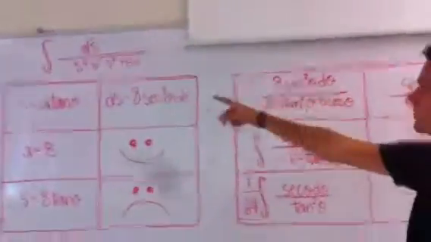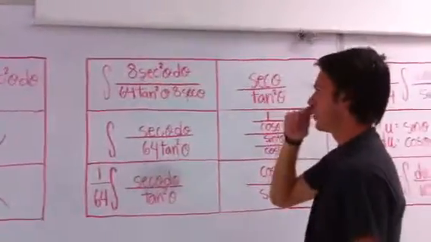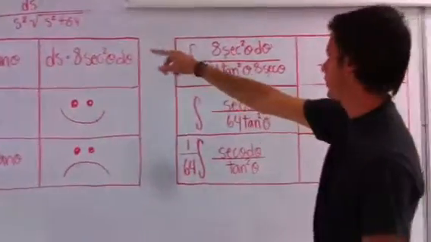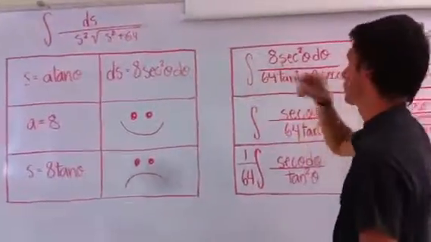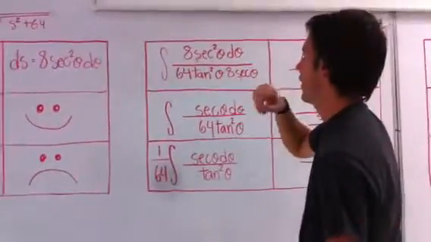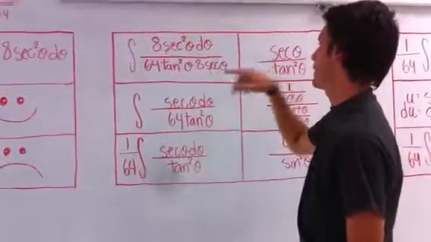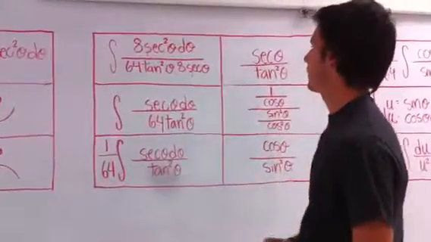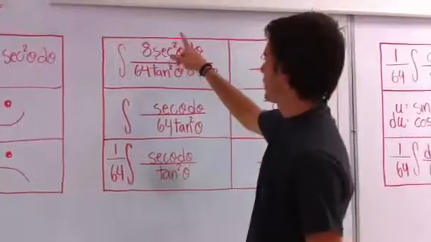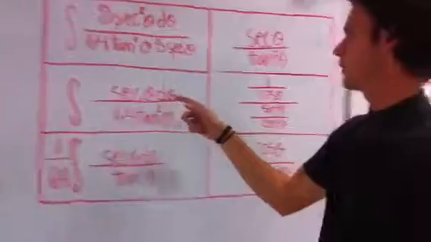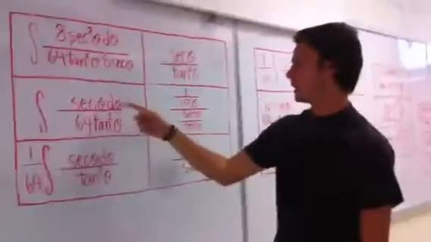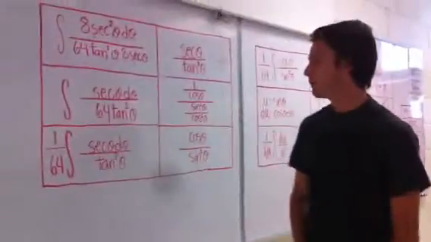In the second part, we simply have to substitute in our original function the value that we obtained before. So we know that our ds is 8 secant squared theta d theta, and we know that our s squared is 64 tangent squared, and here we have a square root of s squared plus 64, and if we solve it, we end up with 8 secant of theta. So here we can cancel out secant and secant, and we end up with the integral of secant theta d theta over 64 tangent squared theta.